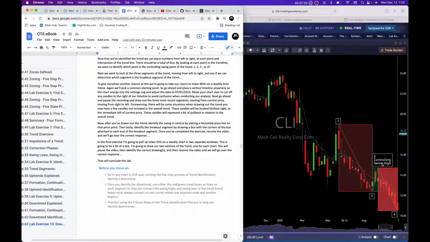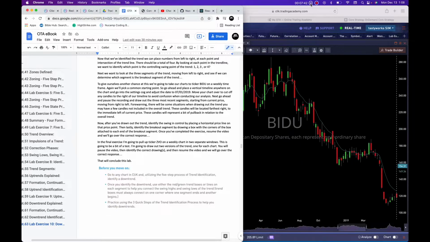And the controlling swing high will always be the swing point that is located between the low and the breakout segment. All right, so we'll go ahead and try this exercise again.